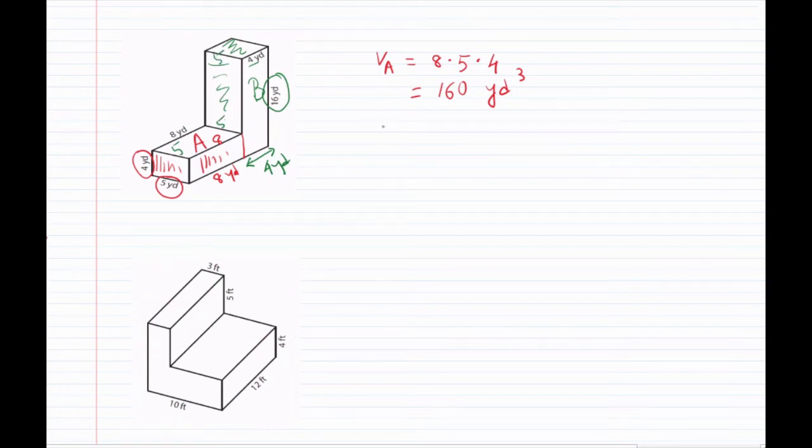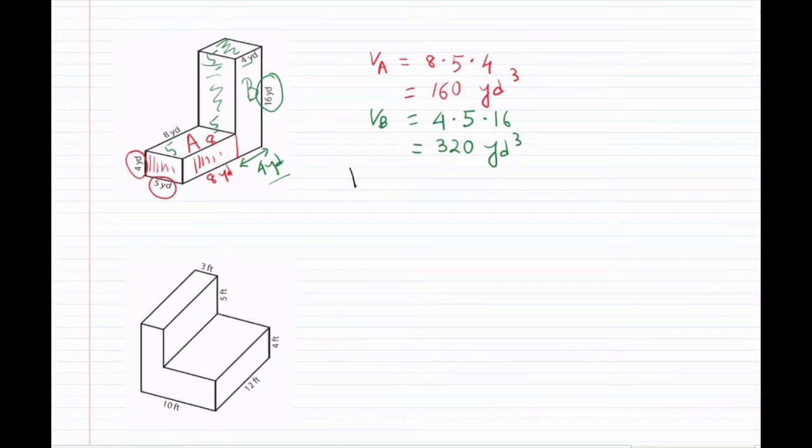So for prism B, length is this one, 4, times width is this one, 5, times height is this one, 16, and I am getting a value: 4 times 5 is 20, 20 times 16 is 320 yards cube.